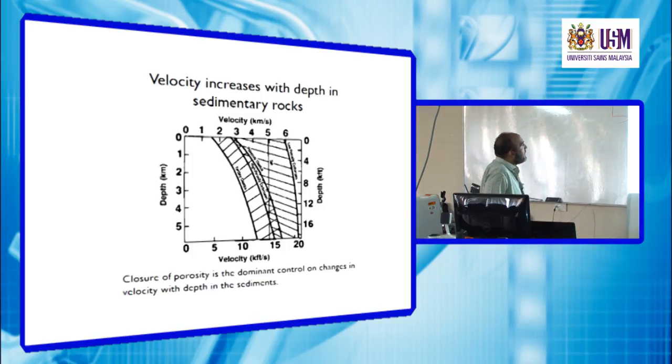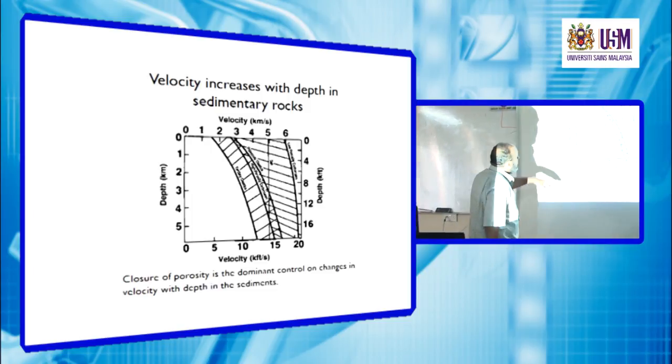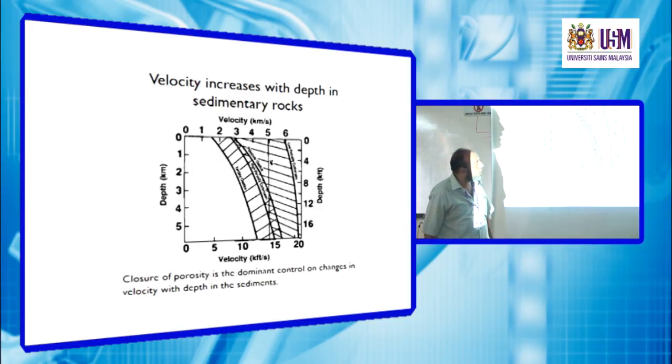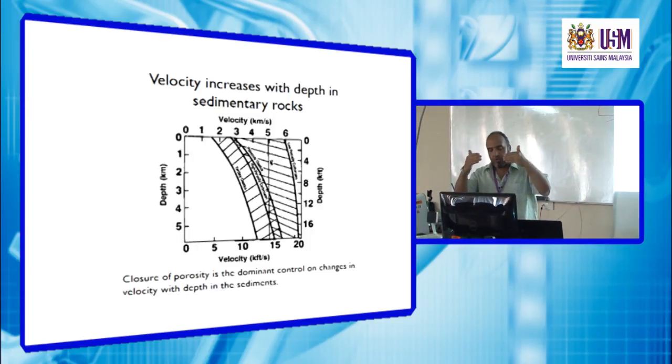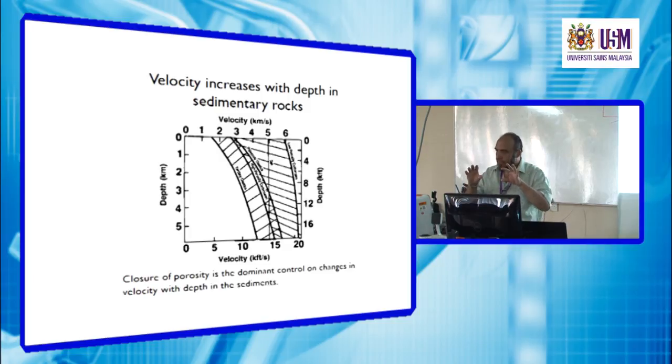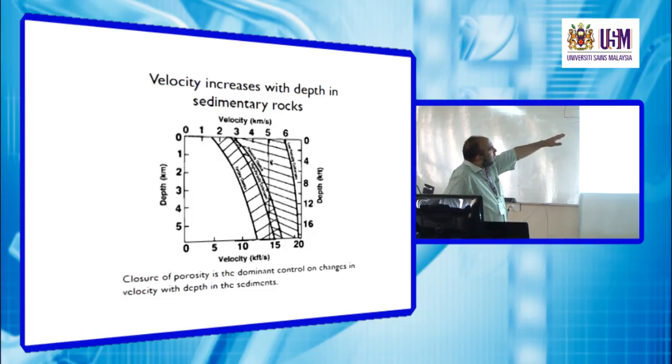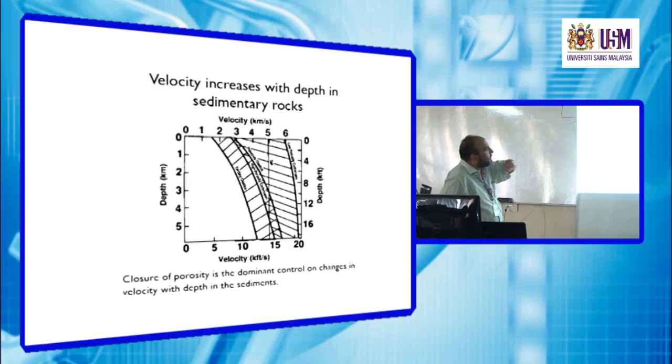Here we have the case for sedimentary rocks. As you see, the velocity increases with depth. Why is it increasing with depth? Because as we go deeper, the porosity is decreased because of the heavy load above it. The porosity is decreased, and thus the density and velocity are increased. Okay, so in sedimentary rock, there is a general tendency of increasing velocity with depth. So sometimes, when we are making velocity analysis, we may propose or assume linear velocity increase with depth as an approximation, or parabolic increase of velocity with depth.